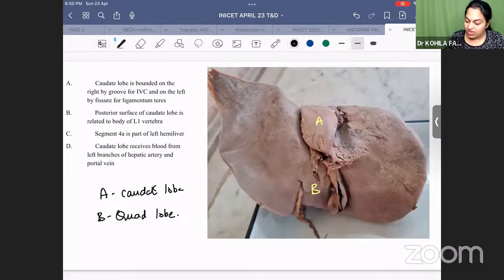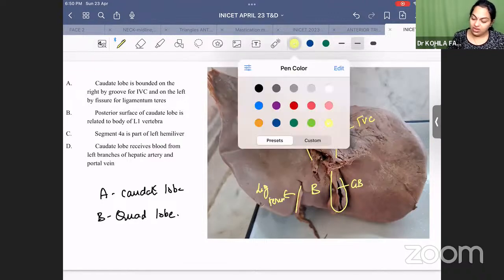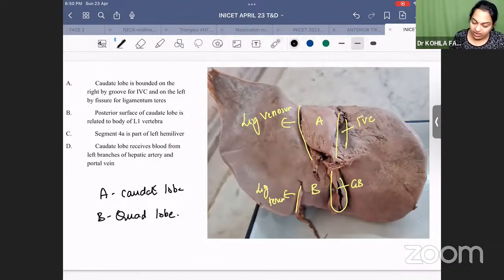This one that you see here is yellow color. So this is the groove for inferior vena cava, to the right of it. On the left, another: this is the fissure for ligamentum venosum. In the quadrate lobe, you see the gallbladder, the fossa for the gallbladder, and this is the fissure for ligamentum teres. So from the image, you can get all this.